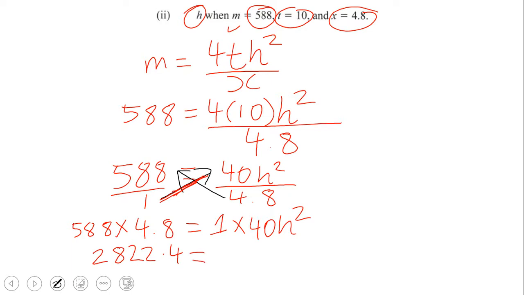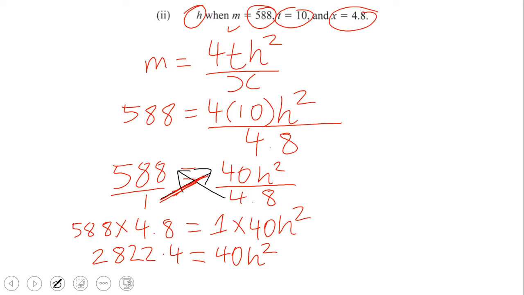So 588 multiplied by 4.8 is going to be 2,822.4. That's going to be equal to, what is 1 times 48 squared? That's going to be 48 squared. Okay, so what we're going to do next, let's do it on the next side. So we have 2,822.4. That's going to be equal to 48 squared.